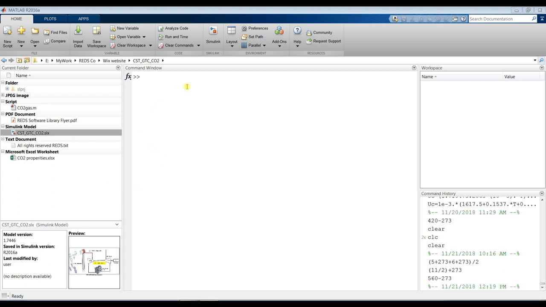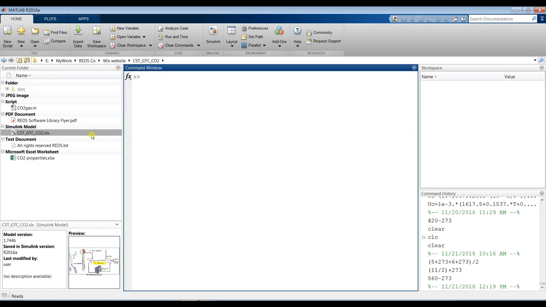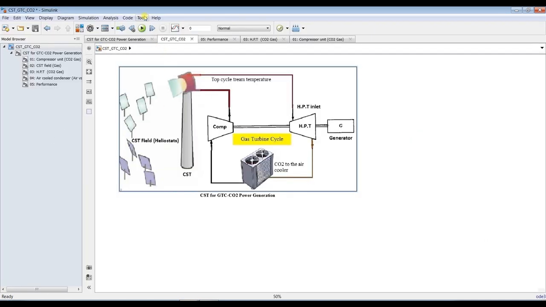Our model today is about a concentrated solar tower for a gas turbine cycle. Our working fluid is going to be carbon dioxide. Go to your destination folder and double click on your model. Your model should appear like this.